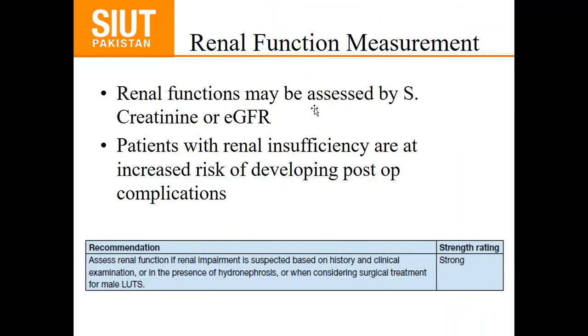Renal function measurements is also a part of evaluating a patient with lower urinary tract symptoms. Renal functions may be assessed by creatinine or estimated GFR. Patients with renal insufficiency are at increased risk of developing post-op complications, and it is strongly recommended by AUA guidelines to assess renal functions if renal impairment is suspected based on history and clinical examination, or in the presence of hydronephrosis when considering surgical treatment for male lower urinary tract symptoms.